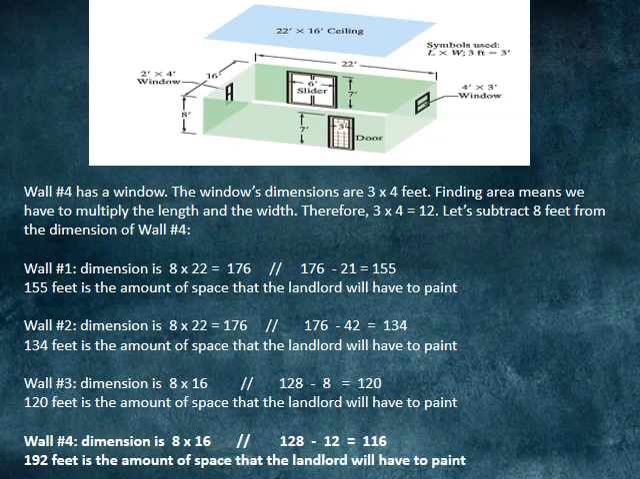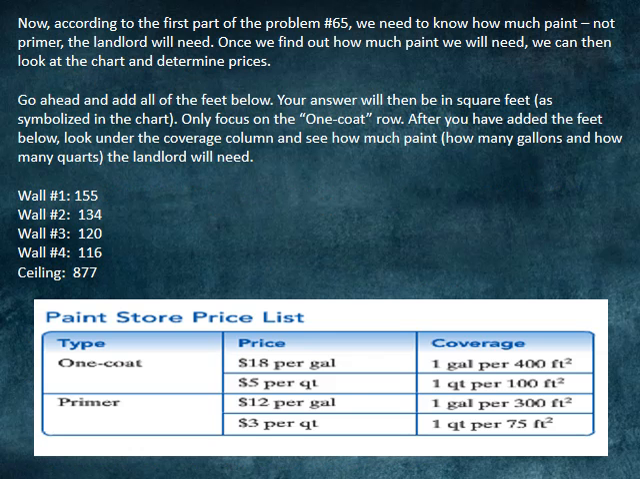So far, for wall number 1, we have a total of 155 feet that needs to be painted. Wall number 2, we have a total of 134 feet that needs to be painted. Wall number 3, we have a total of 120 square feet that needs to be painted. And wall number 4, we have a total of 116 square feet that needs to be painted. We're going to take these and put them together.